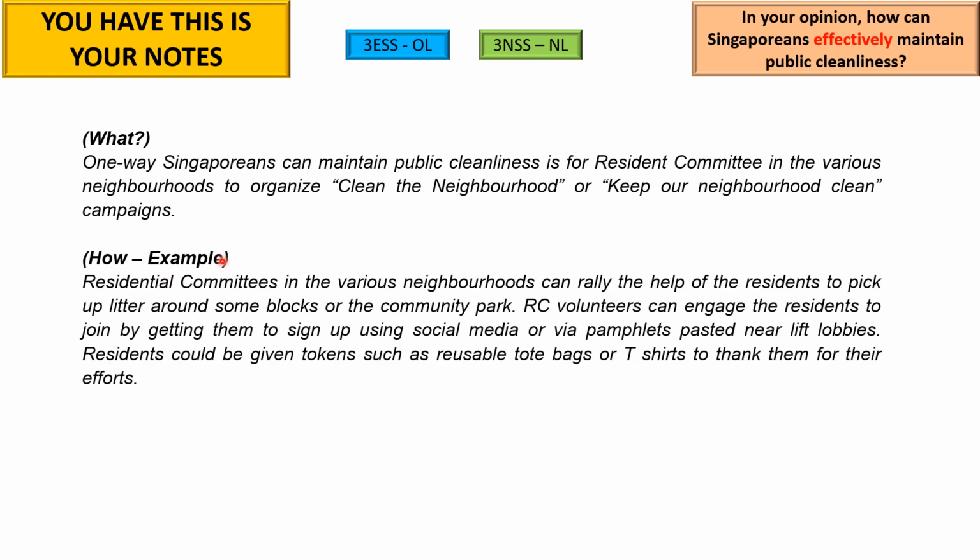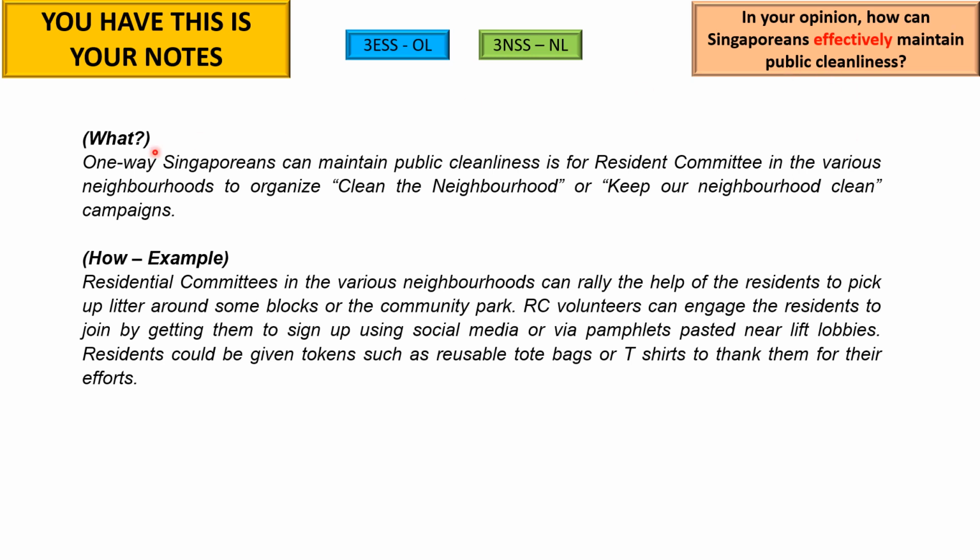Now, how? An example. So, if you were to just write this, it is still a description. What you need to do is you need to describe it. You need to give a bit more specific examples. Okay, so what are the examples? RC volunteers, residential committees can engage the residents, sign up using social media or via pamphlets pasted near the lift lobbies. Residents could be given tokens of appreciation, such as reusable tote bags or t-shirts, right? Because sometimes Singaporeans need a bit of motivation. Like, why should I sacrifice my weekends to pick up litter, right? Especially when it comes to things to do with litter.